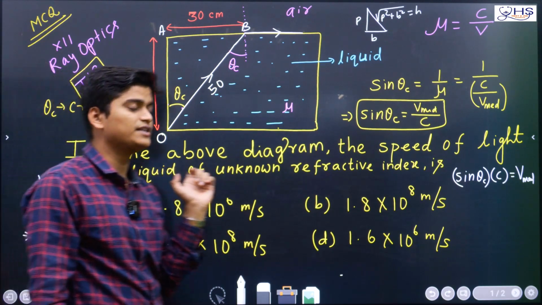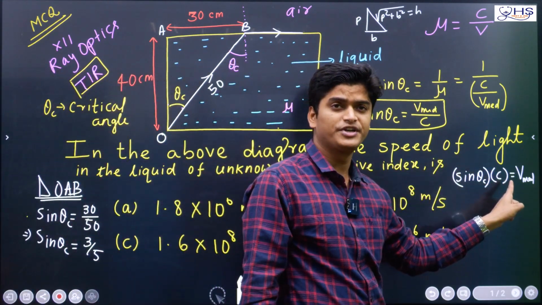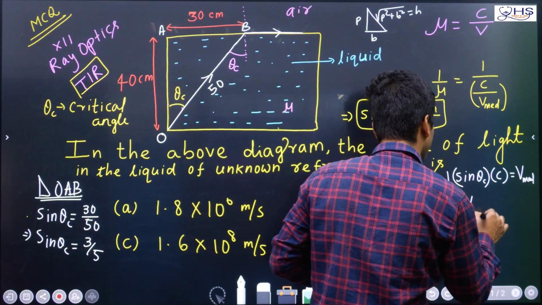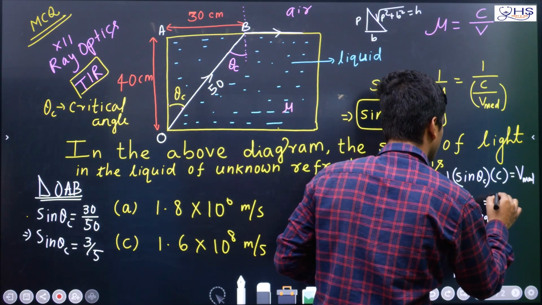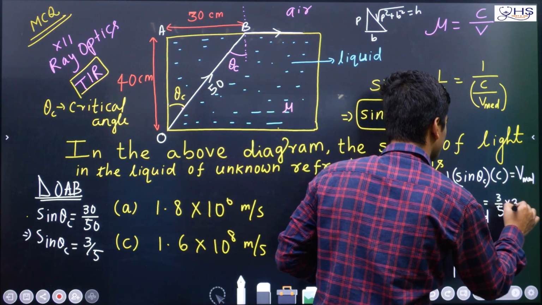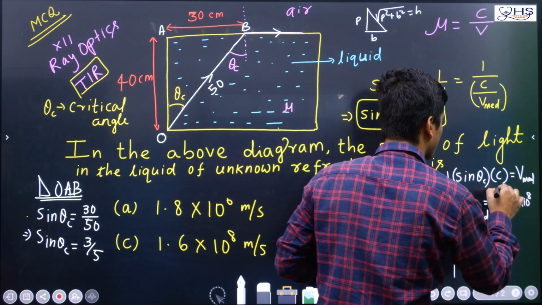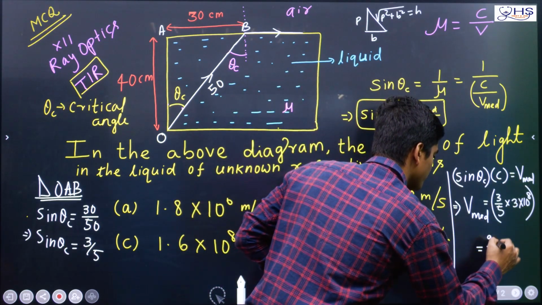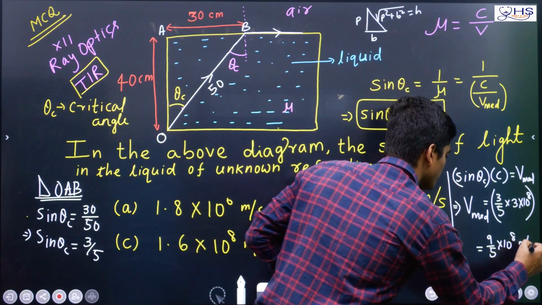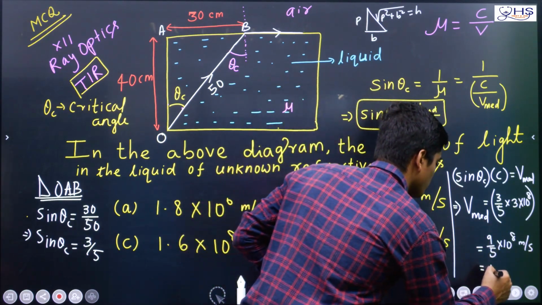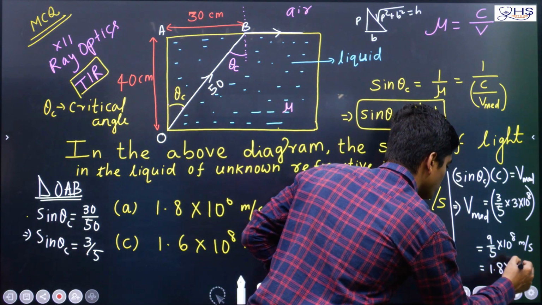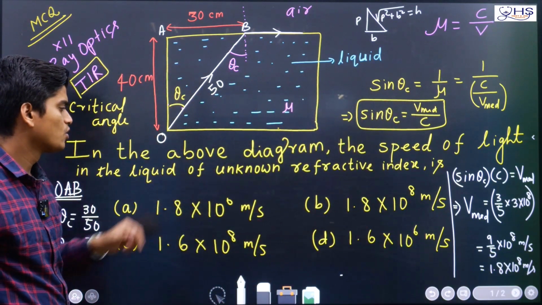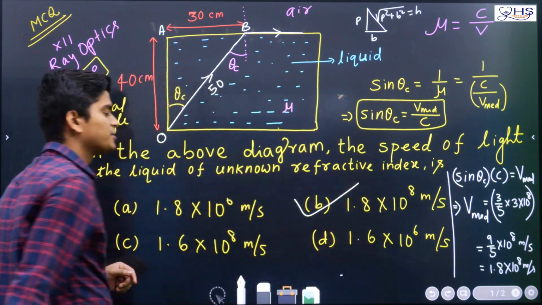So from the picture I am getting sin theta c, and C I already know, the speed of light in vacuum. So what can I calculate here? This implies my V in this medium or liquid equals sin theta c, which is 3 by 5, into C, which is 3 into 10 to the power 8 meter per second. The answer will come in meter per second. So the answer here is 9 by 5 into 10 to the power 8 meter per second, and 9 by 5 is around 1.8 into 10 to the power 8 meter per second. So the speed of light in this liquid is 1.8 into 10 to the power 8 meter per second.